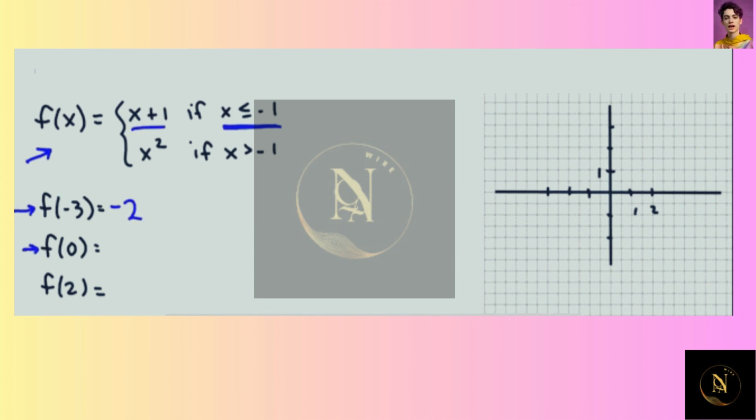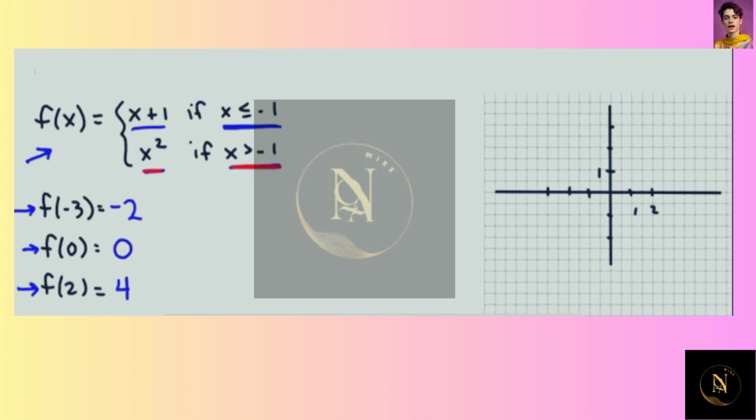Let's find f of 0. 0 falls into this domain, x is greater than -1, so we would have 0 squared, and that would be 0. And now let's find f of 2. 2 also falls into the second domain, so we would have 2 squared, and that would be 4.